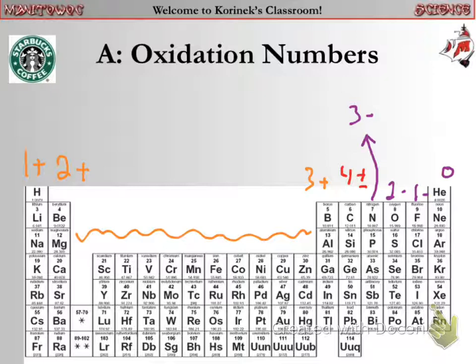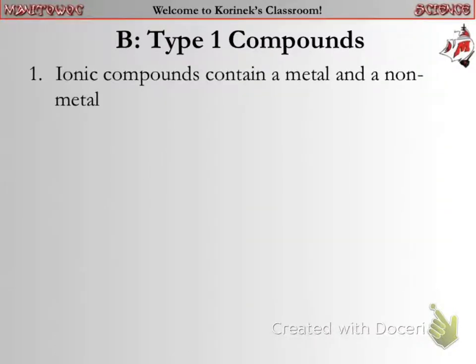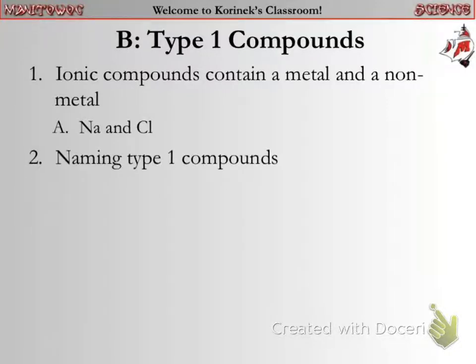So really, if you're looking for sulfur, what's the oxidation number for sulfur? Most of the time it's going to be 2 negative. And you can use that to help you write the formula for the compound. So we're going to see how to do that on the next couple of pages here. The first type of compound we want to learn to write is called a type 1 compound. These are ionic compounds that contain a metal and a nonmetal. So NaCl is a very good example of that.